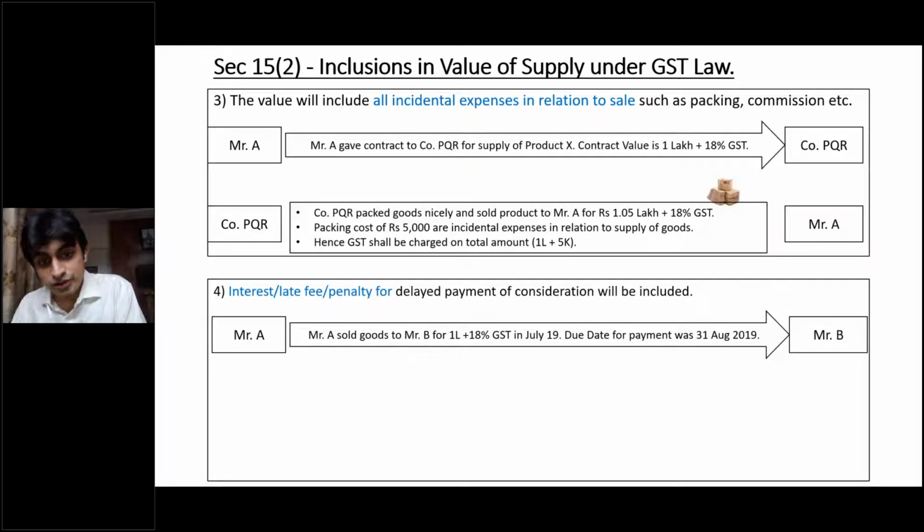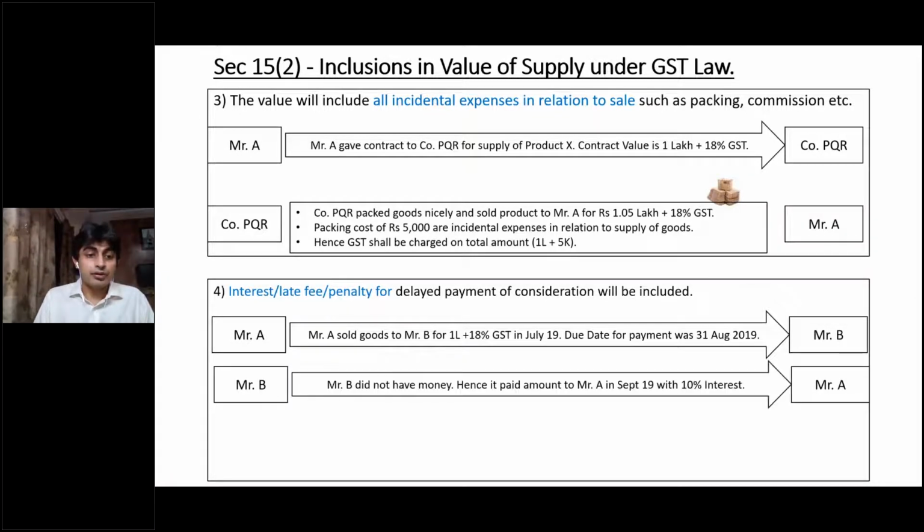Mr. A sold goods to Mr. B for 1 lakh plus 18% in July 2019. Due date of payment was 31st August. July में मैंने sale किया था. Mr. B was required to pay by when? 31st August. When did Mr. B pay? He did not pay me money on time. So he paid me when? In September, along with 10% interest. Along with 10%.